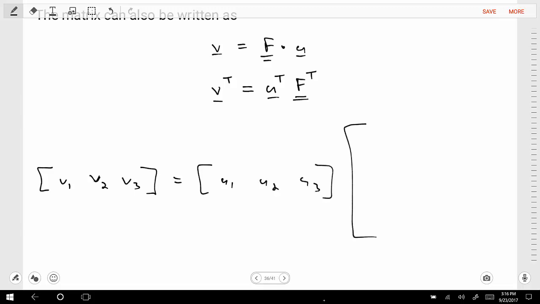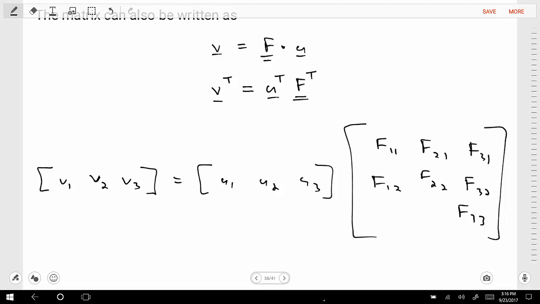And then we are transposing our F here. So we're going to be switching the rows and the columns. So our diagonal will remain the same, but these off diagonal terms are going to switch positions. All right, so we're switching these terms with their normal positions.